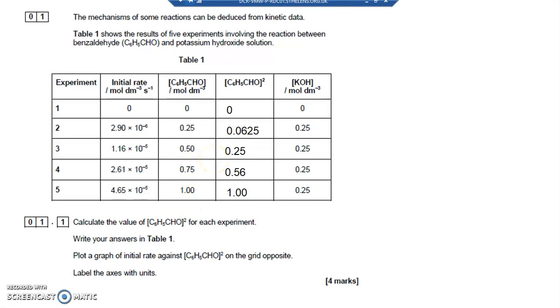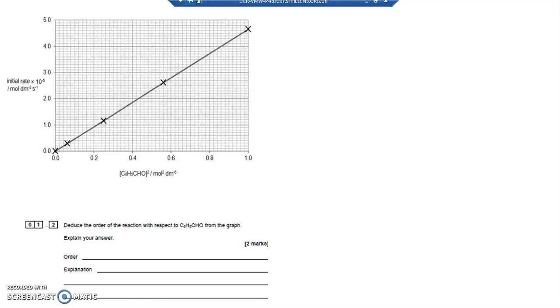Plot the graph of this benzaldehyde concentration squared on the grid opposite and label the axis. So it'll come out a little bit like this, where you've got initial rate up the side and benzaldehyde concentration along the bottom. You always do it that way, so something that's fixed in the table goes along the x-axis, so the concentrations here are laid out at the beginning of the experiment, and these are the results that you take.